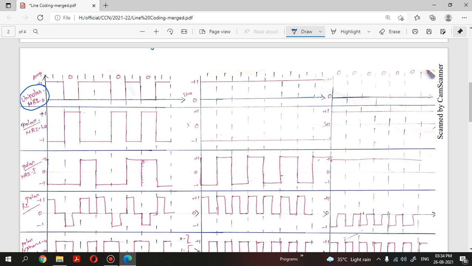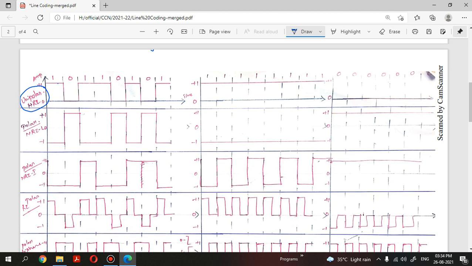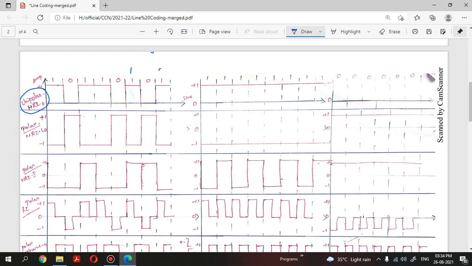For example, let's take 101. For this we'll give 1 high voltage, 0 low voltage, and 1 high voltage, right? So this is how it needs to be done, which is a very basic mechanism for the line coding scheme, right?